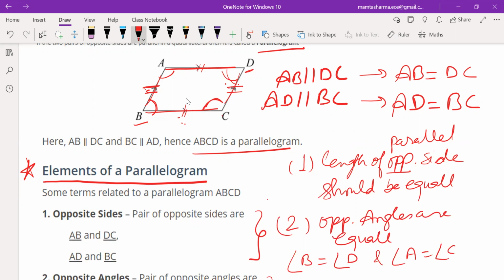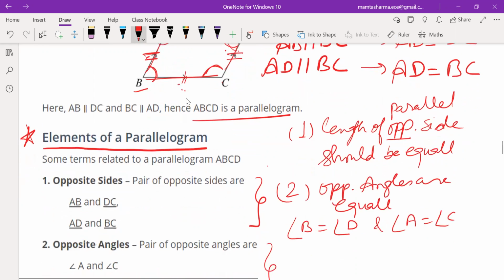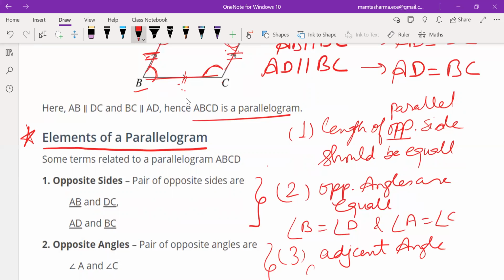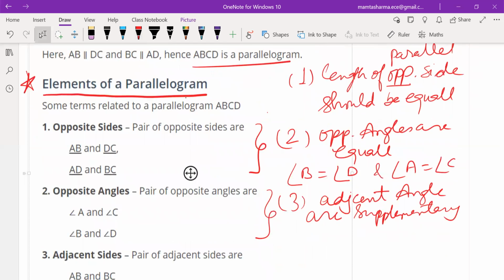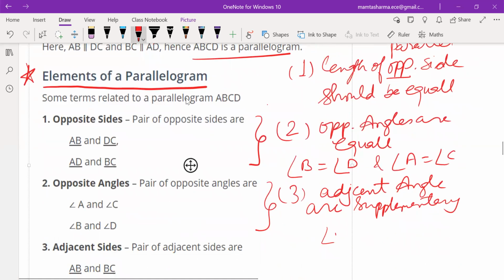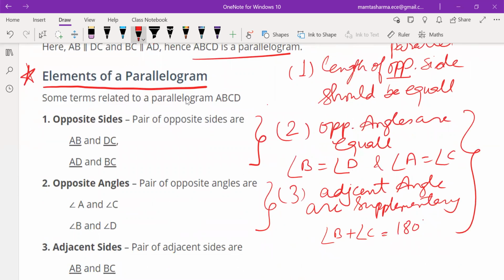Third property is that adjacent angles are supplementary. Supplementary means their sum is 180 degrees. Their sum will be 180 degrees, means angle B plus angle C. Adjacent angle sum will be 180 degrees. So two properties about angle. Remember, two properties, that is about angle.